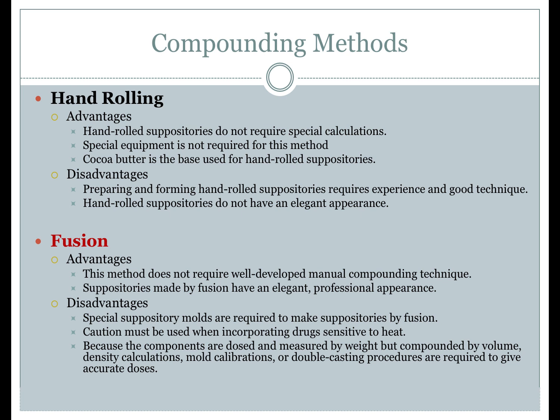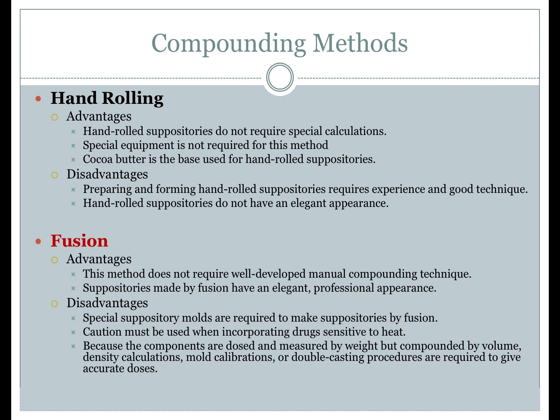for rolling suppositories. Cocoa butter is the base used primarily for hand-rolled suppositories, which is an advantage since it is inexpensive, readily available, and issues related to melting cocoa butter do not apply when creating suppositories using the hand-rolling method. Secondly, hand-rolled suppositories do not require any special calculations. In contrast, the fusion method, as we will discuss, has several special calculations which are not required when hand-rolling suppositories.